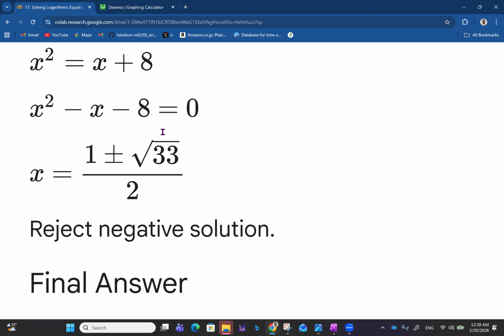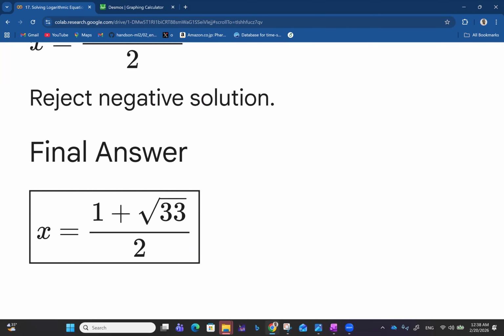So you then solve, and then the final answer is the positive one, because 1 minus root 33 will be negative. So you pick the final answer to be the positive answer, which is 1 plus root 33 over 2, like this. Okay. Now, we can also have mixed base logarithmic identities.